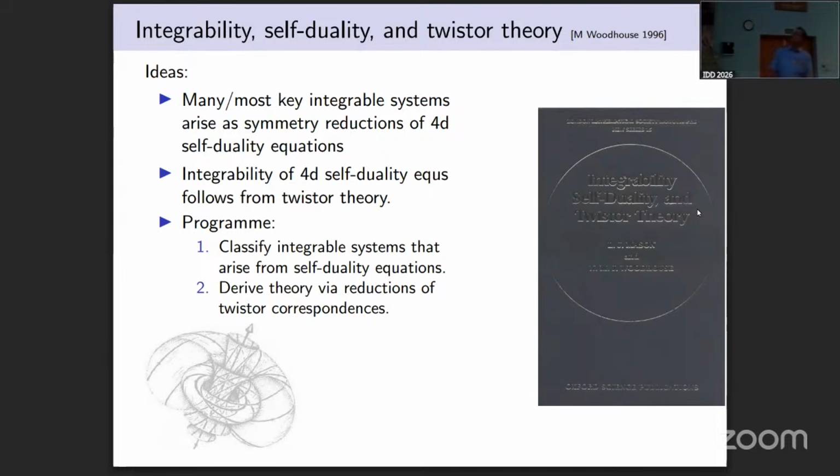This book was based on various observations that a number of people were making in the 80s, that many or indeed most key integrable systems arise as symmetry reductions of the four-dimensional self-duality equations. A small catalogue of those were developed by people like Nigel Hitchin, Richard Ward, and friends. And I came in slightly late to the game with showing that the key examples, nonlinear Schrödinger and Korteweg-de Vries, were also symmetry reductions in a completely canonical way.